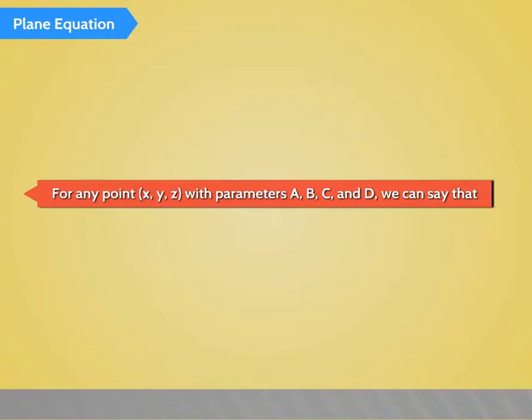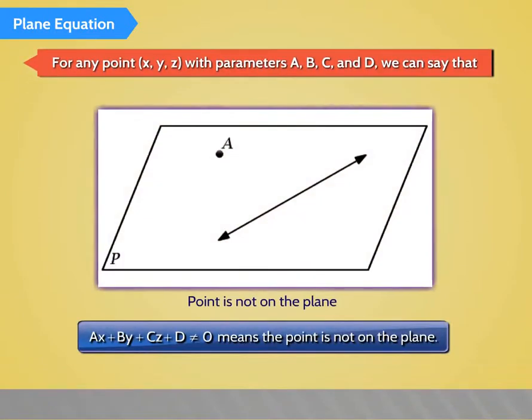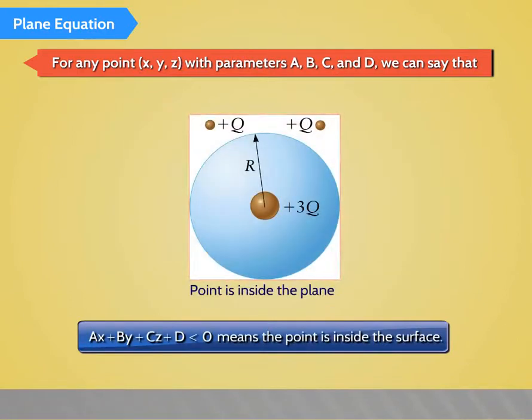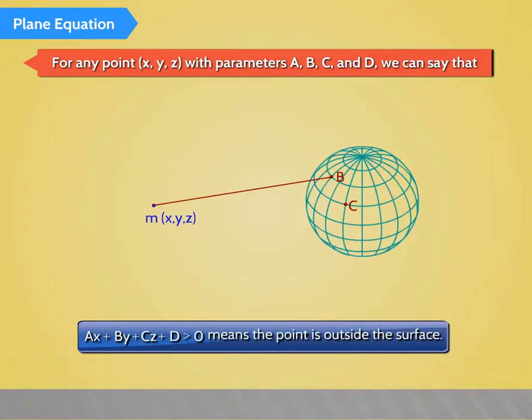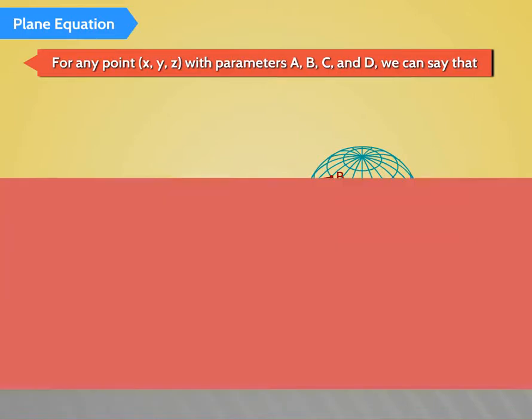For any point x, y, z with parameters a, b, c and d, we can say that ax plus by plus cz plus d not equal to 0 means the point is not on the plane. Ax plus by plus cz plus d less than 0 means the point is inside the surface. Ax plus by plus cz plus d greater than 0 means the point is outside the surface.